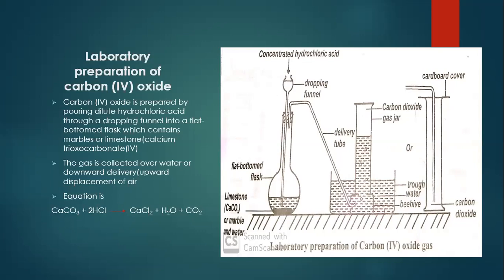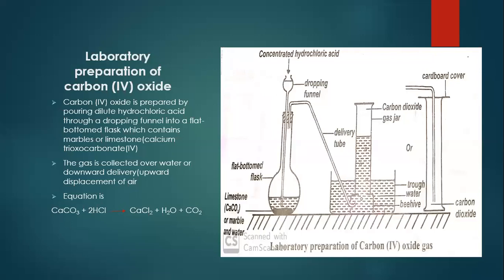Then the gas that is produced when the carbonate reacts with an acid is collected through the beehive shelf into the gas jar. With this one, the gas is collected over water, or by downward displacement, or upward displacement of air. So have the equation there. We've already established this equation long time ago.